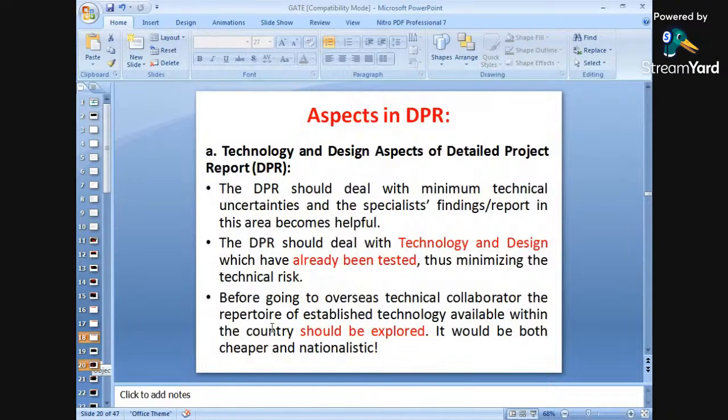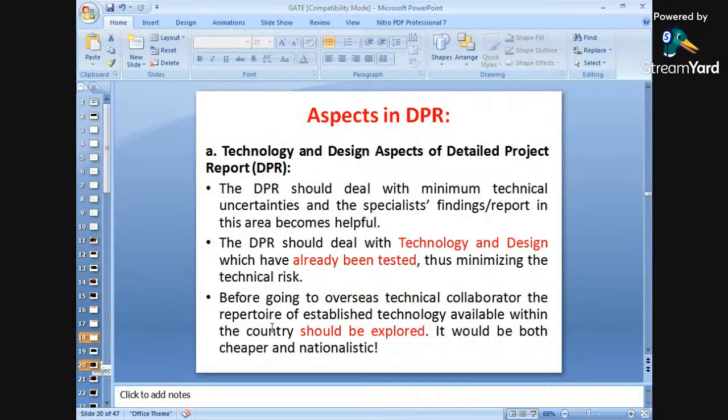Next are aspects in the DPR: technology and design aspects of the detailed project report. What are the different design aspects related to the project? The DPR should deal with minimum technology uncertainties, and the specialist findings reports in the areas become helpful. The DPR should deal with technologies and designs which have already been tested, thus minimizing the technical risk. That means the DPR should deal with the various technologies or design aspects which have been considered. Nowadays different technologies and different design aspects are used and considered while carrying out a particular type of project. So it will be considered in the DPR.